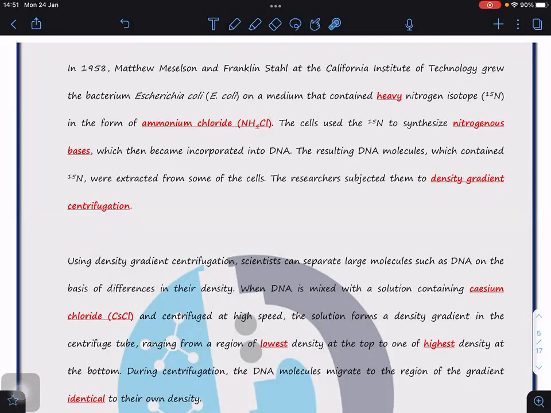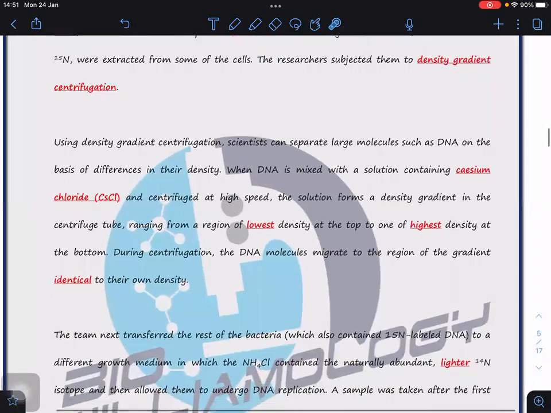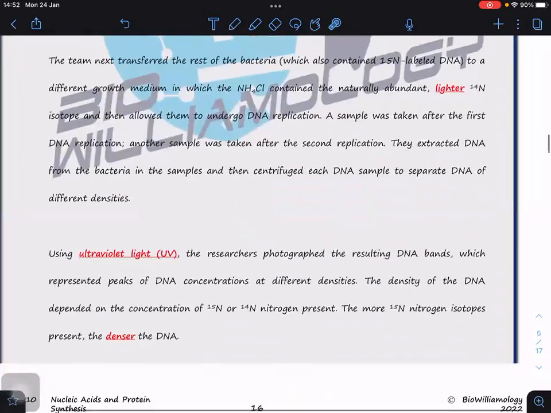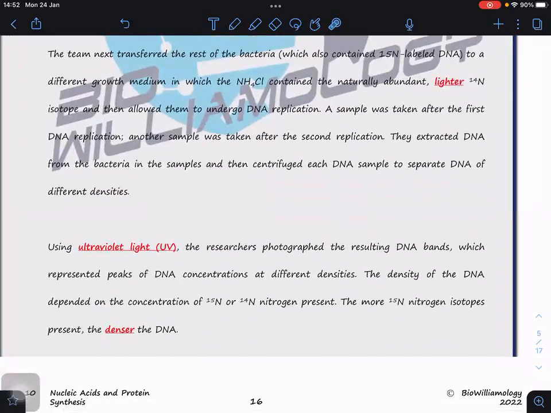So we can subject them to density gradient centrifugation. Using density gradient centrifugation, scientists can separate large molecules such as DNA on the basis of differences in their density, but we need to mix it with cesium chloride, CsCl, and centrifuge at a high speed. So you will have a range of density from the lowest density at the top to the highest density at the bottom, and the DNA molecules will migrate to the regions of the gradient identical to their own density.